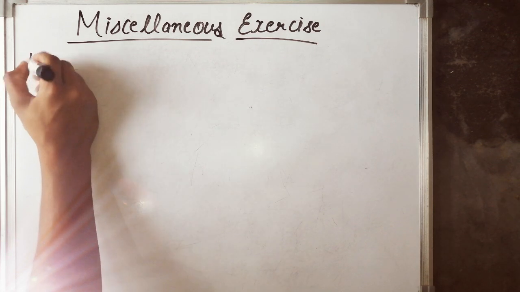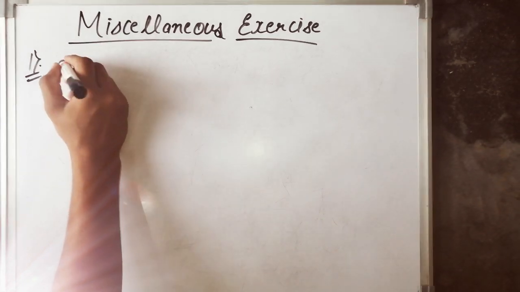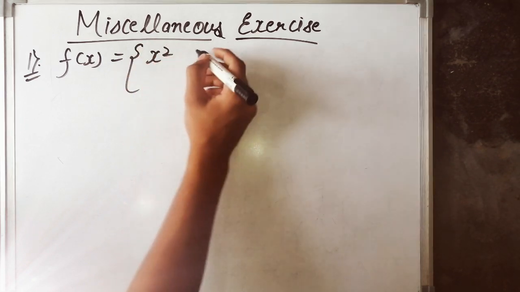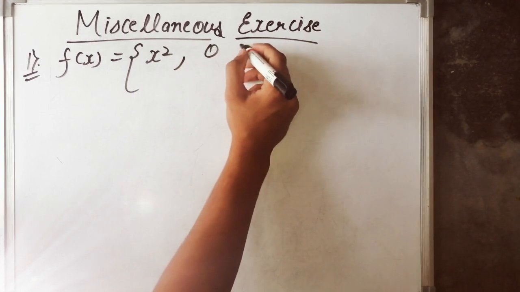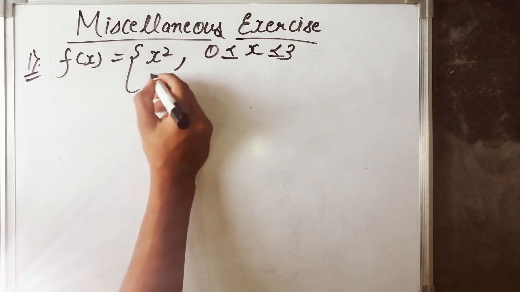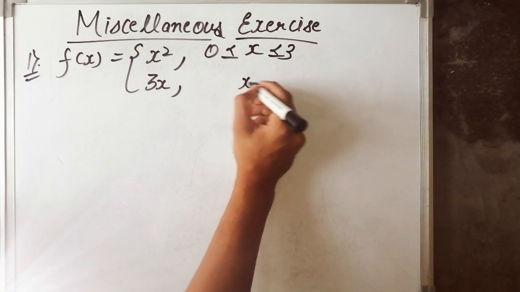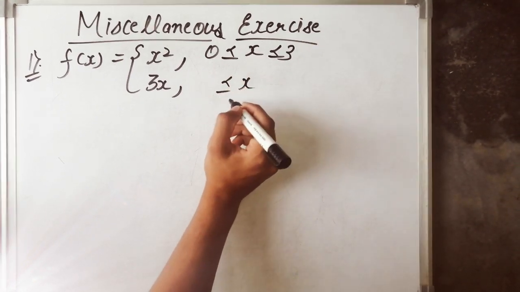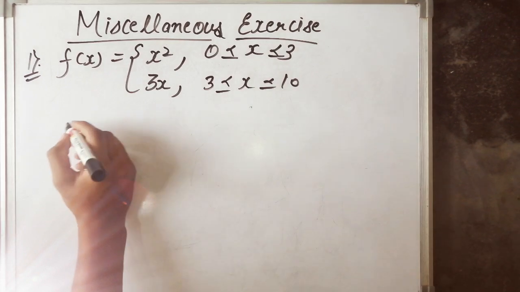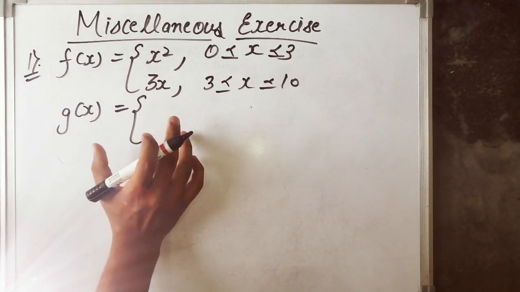Our very first question is: the relation f is defined by f(x) equals x square when x is greater than or equal to 0 and less than or equal to 3, and 3x when x is greater than or equal to 3 and less than or equal to 10. The other function is g(x). We need to show that g(x) is not a function and f is a function.